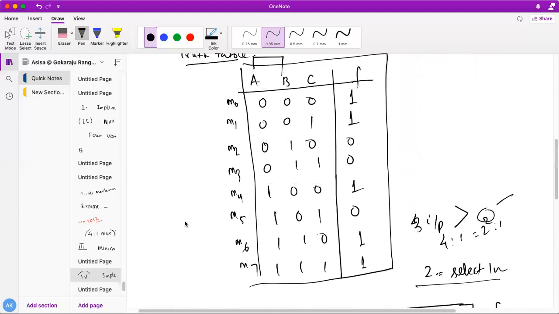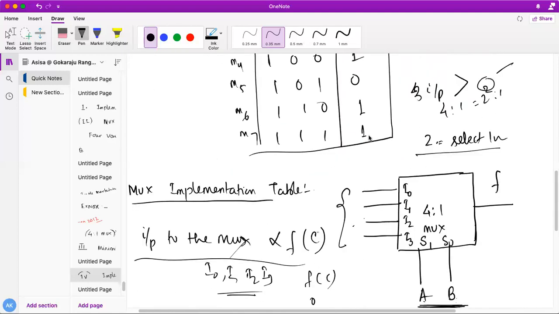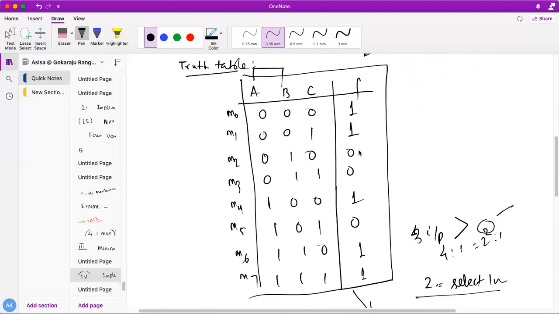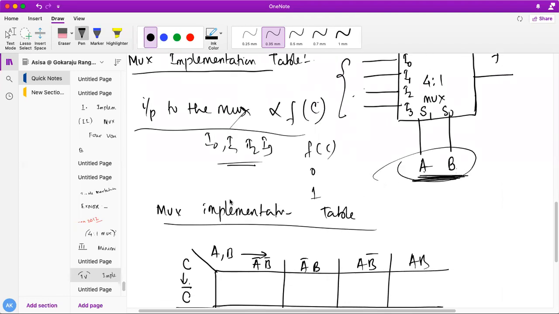Okay, so first what we have done, we have found the truth table. Next, we know that we require a 4x1 MUX. So obviously there are 3 inputs, so the number of inputs is greater than the number of select lines. So obviously I know that both A and B, which are the MSBs, will connect as select lines. So I have just connected. Next I try to construct the MUX implementation table.